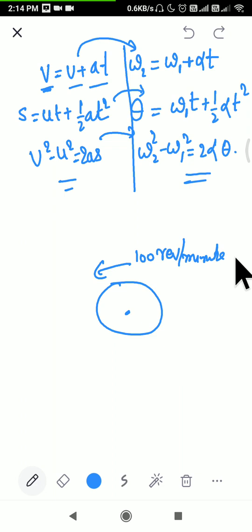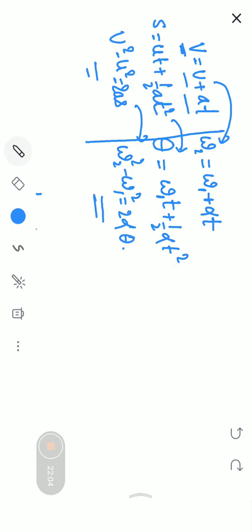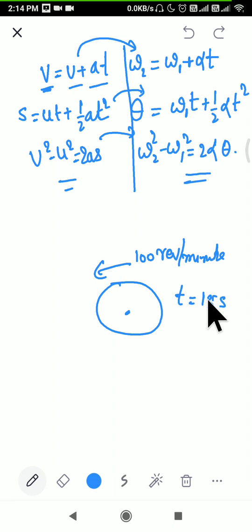It comes to rest in 15 seconds after being switched off. Okay, after being switched off, that means like a fan, if I switch off, it comes to rest after some time, and that time t is equal to 15 seconds. Assuming constant deceleration, calculate the number of revolutions made before it came to rest.